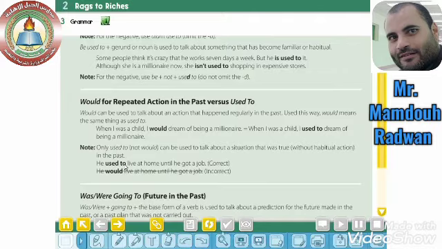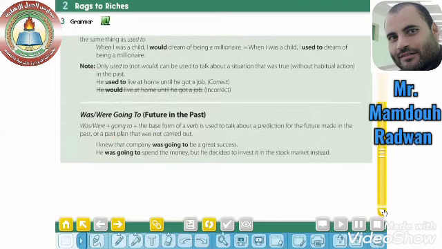So when we talk about situations, we only use "used to." But when we talk about past actions which are no longer happening at the time of speaking, we can use "would" or "used to." For example, here, he used to live. Live is not an action verb. This is a state, this is a situation. So here we say he used to live. We can't say he would live at home until he gets a job. This is an incorrect sentence.